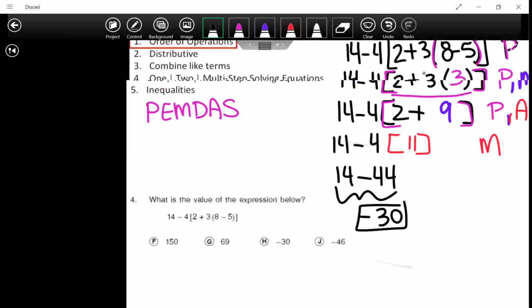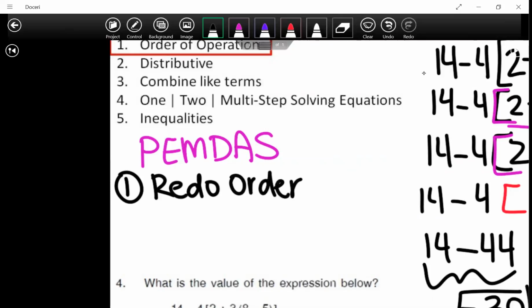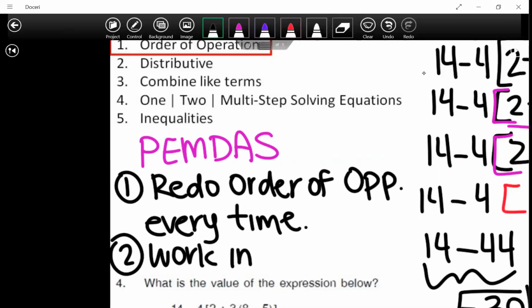Want to be able to do PEMDAS in order. And one note that I'll put here is redo order of op every time. Two, I would say work in, then outward.